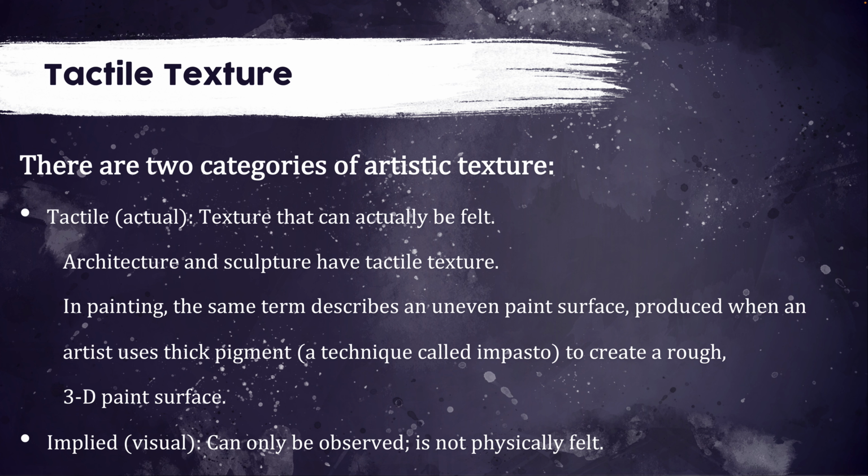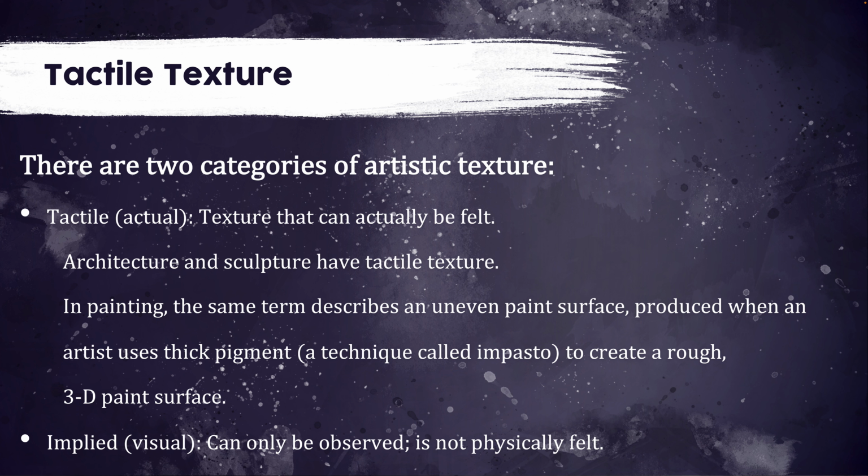Architecture and sculpture have tactile texture, just being three-dimensional. An object has texture. In painting, again, an uneven paint surface when you use a thick pigment. When you use that style, it's called impasto. You guys should hear that in your art history courses. But basically to create a rough 3D painted surface.